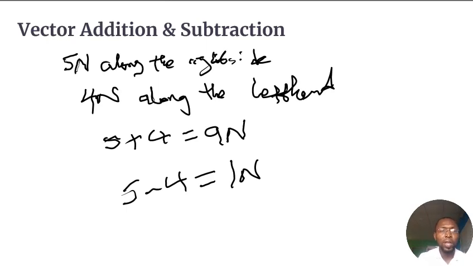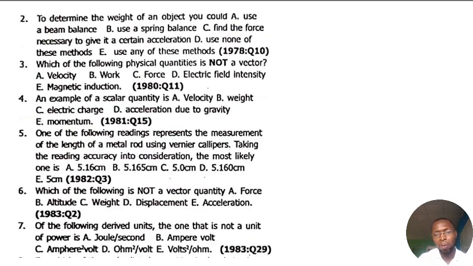Let's solve more examples from JAMB questions. Now look at this question here. This question says, to determine the weight of an object, you could: A, use a beam balance; B, use a spring balance; C, find the force necessary to give it a certain acceleration; D, use none of these methods; E, use any of these methods.